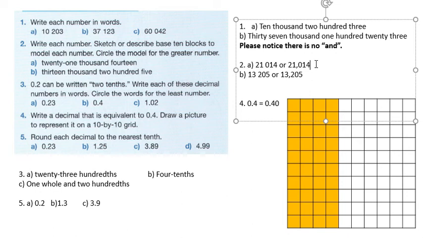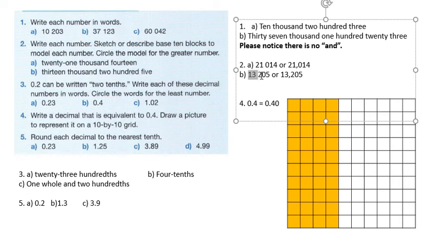That's okay. 2B, 13,205. I've written them down here. So in this model, we're using the space before the 205, and in this model, we're using the comma before the 205. To sketch these or describe them, we would need 21 thousands blocks. The 10 blocks would be 1, and 4 of the singles. So that's what we would need there.